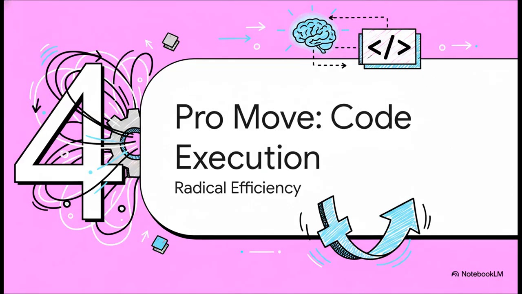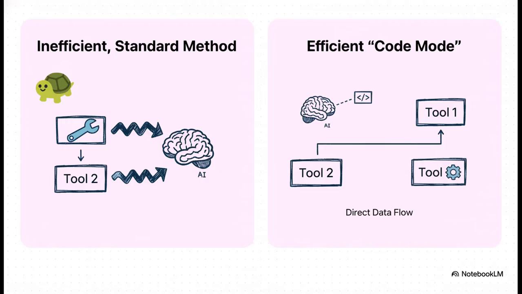All right, Section 4. This is where things get really interesting. We've tackled the integration mess, but what about that token tax? Well, this is the pro move that just crushes it. It's called code execution. Okay, check this out.